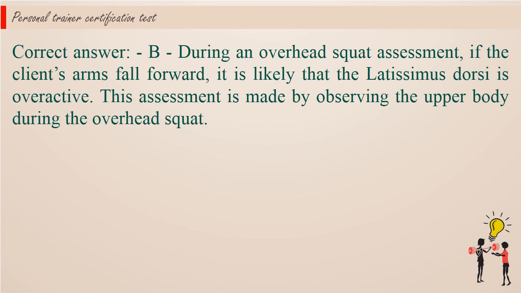Correct answer, B. During an overhead squat assessment, if the client's arms fall forward, it is likely that the latissimus dorsi is overactive. This assessment is made by observing the upper body during the overhead squat.